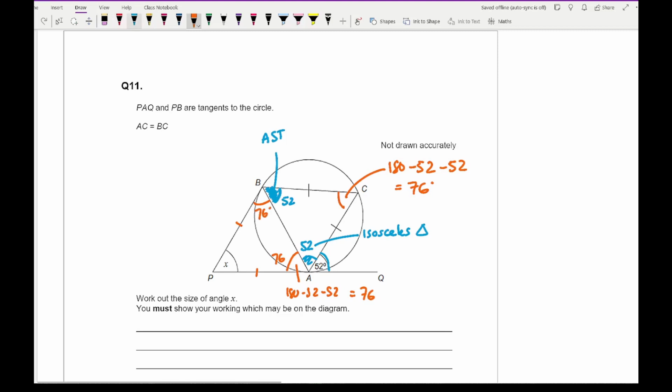So then to work out what x is going to be, x is going to be 180 minus 76 minus 76, so x equals 180 minus 152, and so x equals 28 degrees.